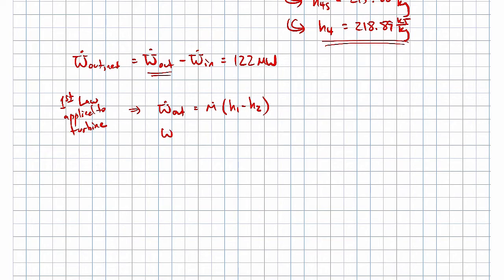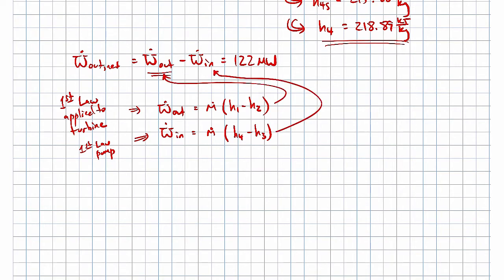And then we can do the same thing for the W dot in. So this is the first law for the pump. That should be M dot times H4 minus H3. So we can substitute these back in right up here and then solve for M dot.